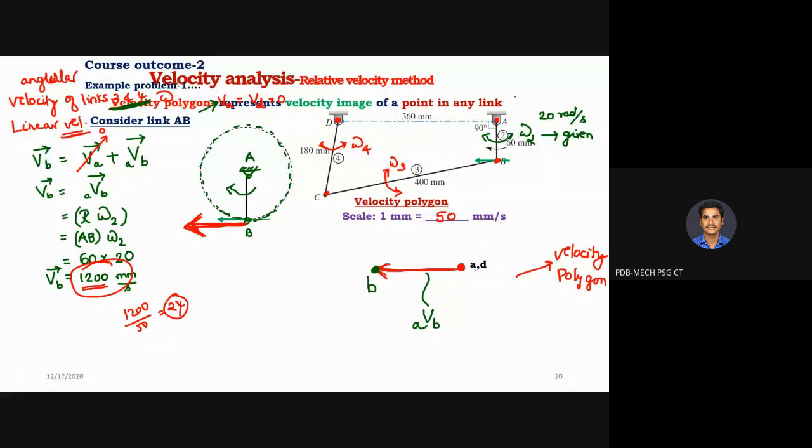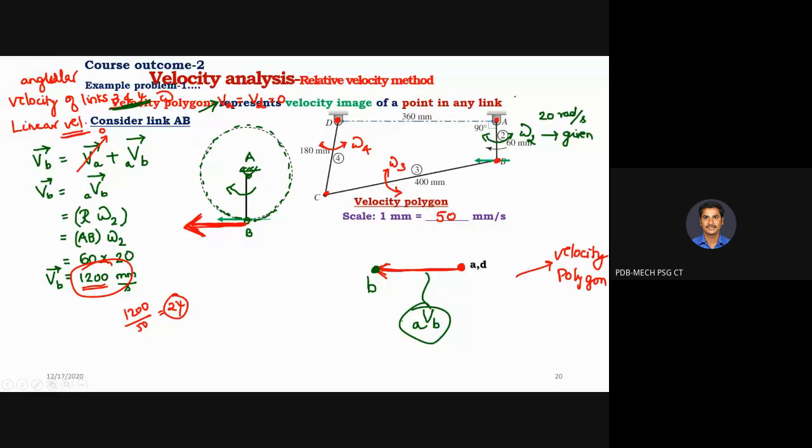At A and D the velocity is 0, and the velocity of B is acting perpendicular to the link AB with a magnitude of 1200 mm per second, towards the left-hand side because the crank is rotating in the clockwise direction. And this vector is indicating the velocity of B with respect to A. Any doubts up to this? No, sir. Any doubts in making scales?